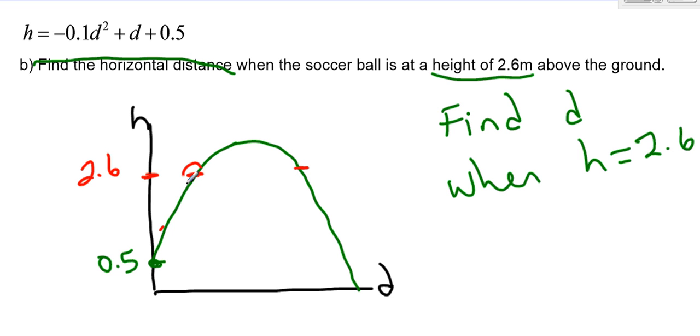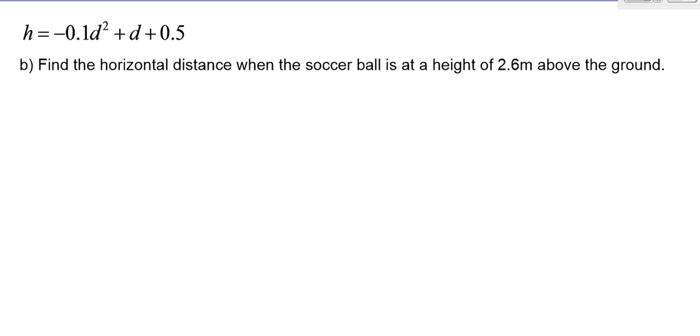And it should get there twice, here and here, unless maybe it doesn't get there at all. The math will tell us. But we're going to assume that it does get to 2.6 meters. So we're going to let h equal 2.6 and solve for d.